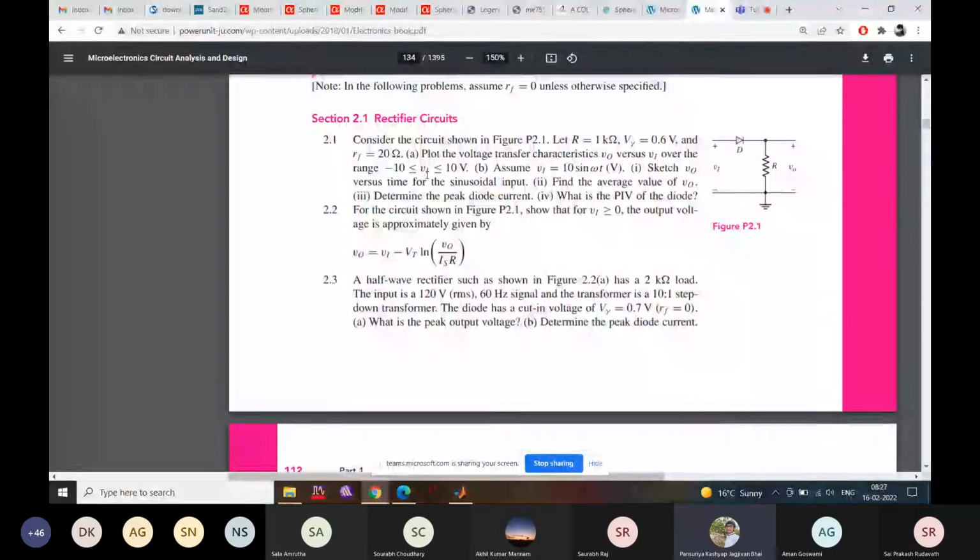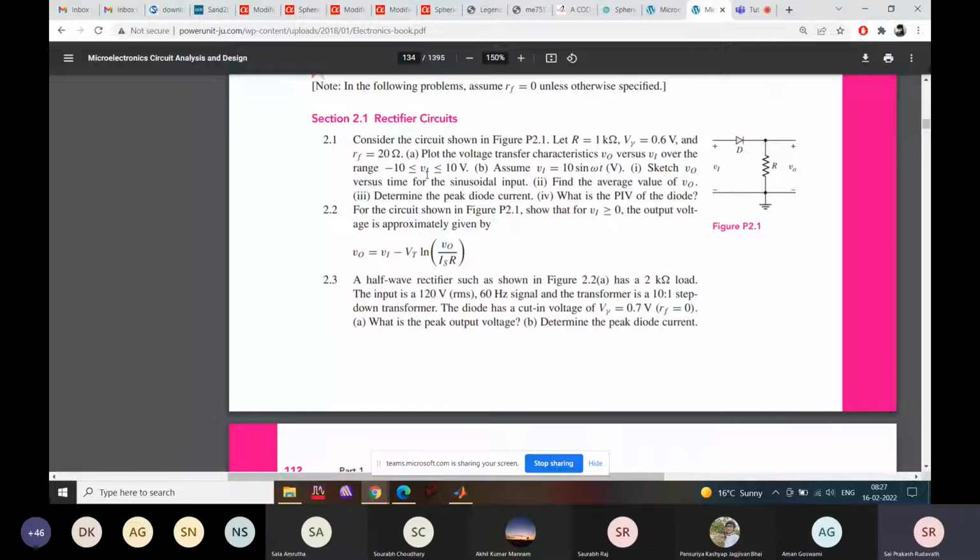Sir, for 0 to 0.6, it does not conduct. Okay, 0.6 it will not conduct, right? So the conduction will start from 0.6. It will act as forward bias from 0.6, right?